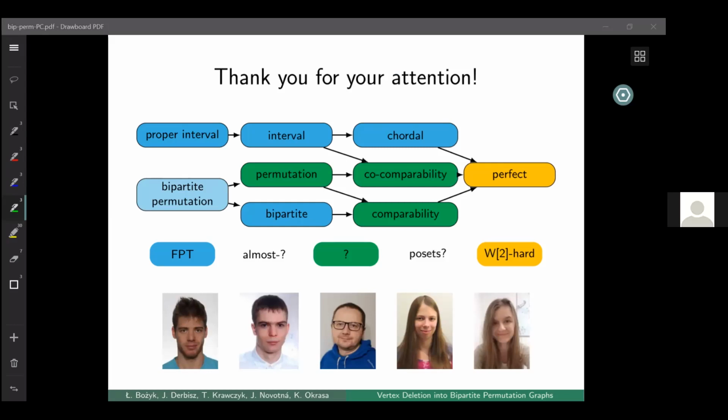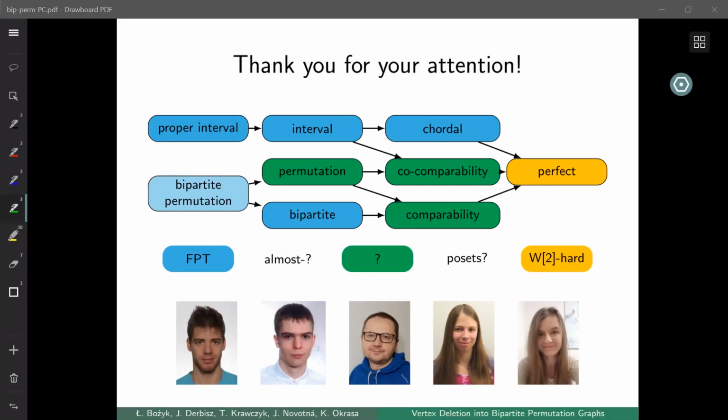What about the polynomial kernel question for bipartite permutation graph deletion? Is that also open? Thanks for this question. Actually, we've been thinking a bit about kernelization here, and there are some attempts, I guess, to use techniques that have been used in similar problems concerning different classes, like the irrelevant vertex, for example. It's one of them, and we are quite sure that it should work, but it's not digested enough yet.